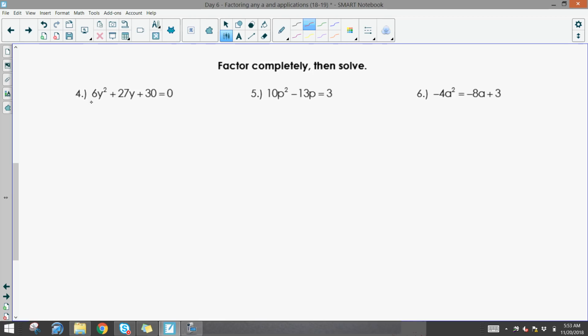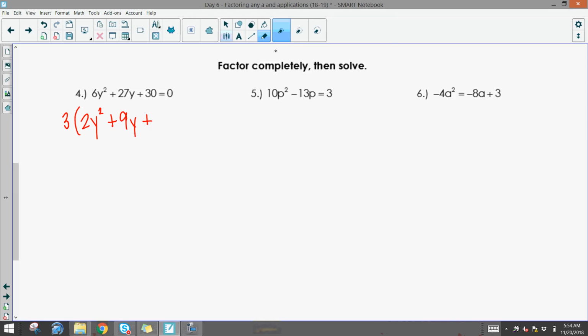I can take a GCF out here. If I take out a 3, then I'm left with 2y squared plus 9y plus, not 15, sorry, guys. Let's try 10 on for size.